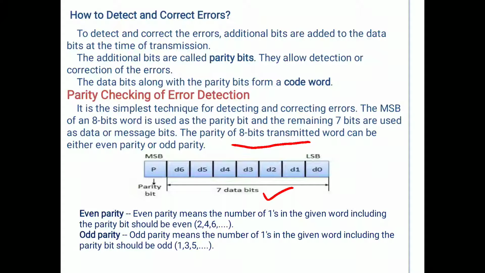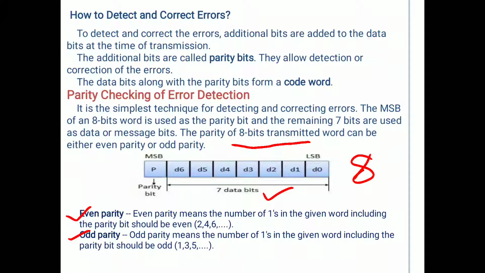Here, in this parity checking, we will use two types of parities: one is even parity and the other is odd parity. So what is even parity? Even parity means the number of ones in the given word, including the parity bit, should be even. So here 7 bits plus one parity bit, totally 8 bits. In those 8 bits, the number of ones should be even, that means either 2 ones, or 4 ones, or 6 ones, like that.